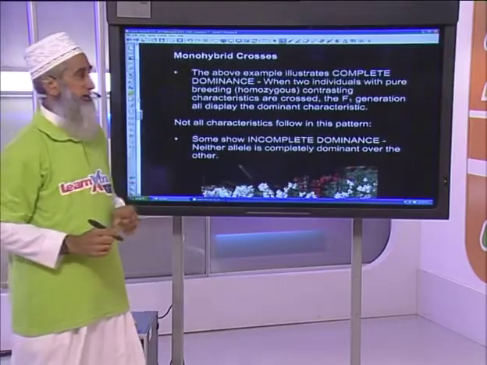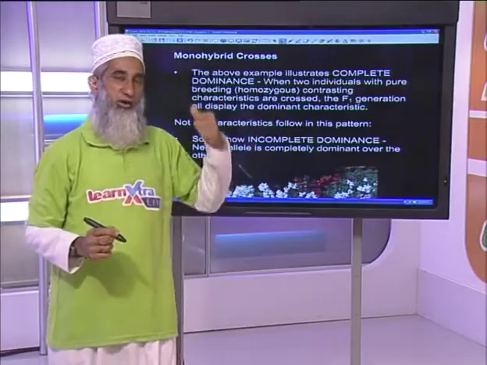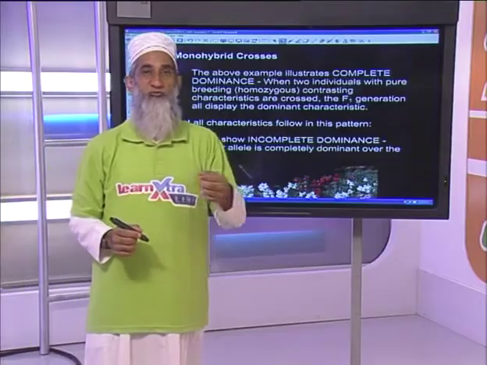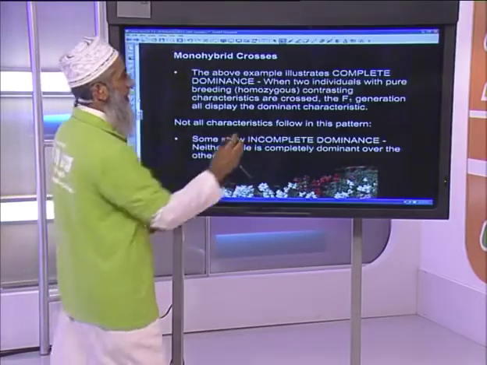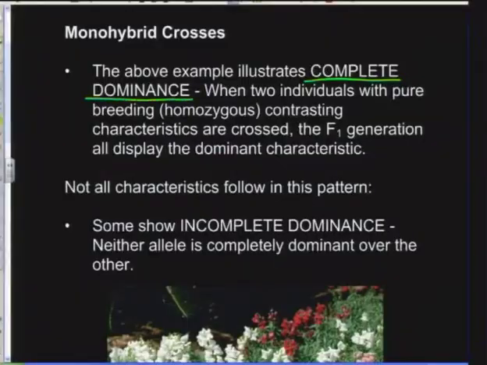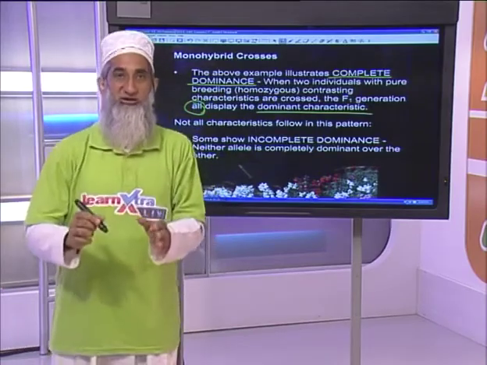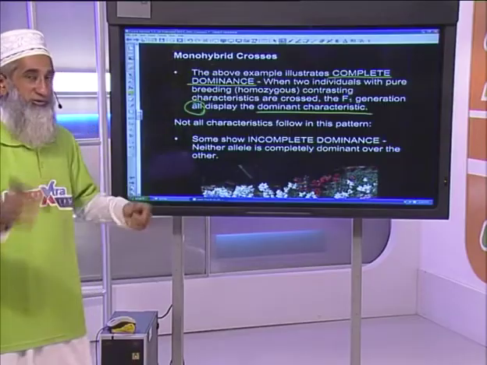We're still talking about monohybrid, and the one that we have discussed before of the tall and the short. Obviously, one was dominant, one was recessive. And this shows complete dominance, when one completely dominates the other. So when two individuals with pure breeding contrasting characteristics, contrasting meaning one is dominant and one is recessive in this case, the F1 generation all display the dominant characteristic. So this is complete dominance.